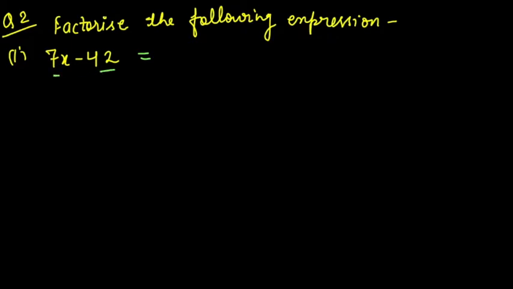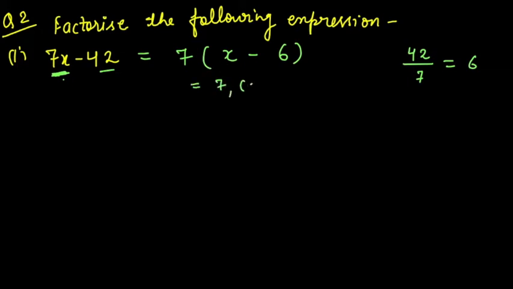So 7 and 42 is a multiple of 7. Now if 7 is common from both the terms, what you are left with if you are taking 7 common from 7x? You are left with x, this minus sign as it is, and if you have taken 7 common from 42, you are left with 6. So it is 7 into x minus 6 are the factors. It means the factors are 7 and x minus 6 of the given expression, which is 7x minus 42. So you leave your answer till here only.